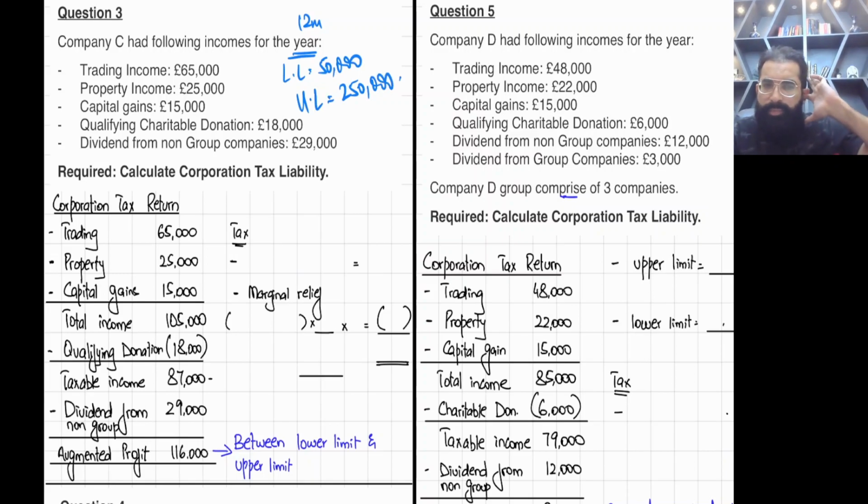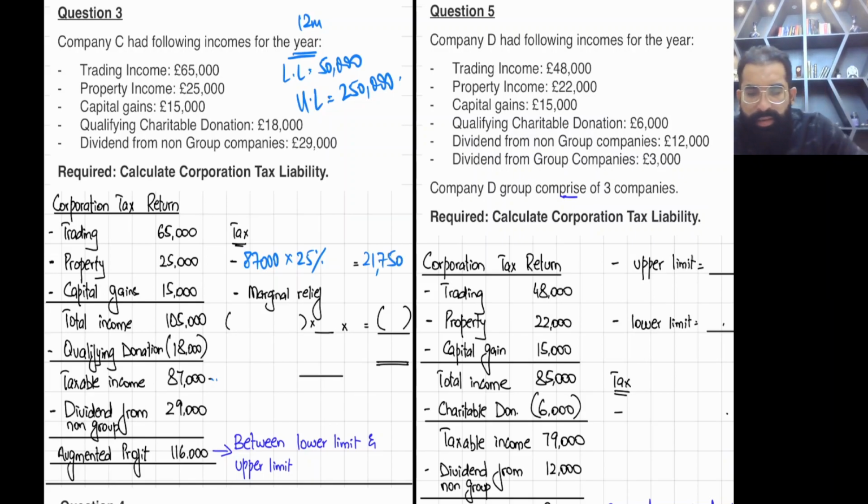Okay, so let's compare it now. This time your augmented profit is more than 50,000 and less than 250,000. So first of all, the higher rate will apply, 25% rate plus marginal relief, and that rate will be applied on this taxable income always. So this will be 87,000 multiplied by 25%, which is 21,750.